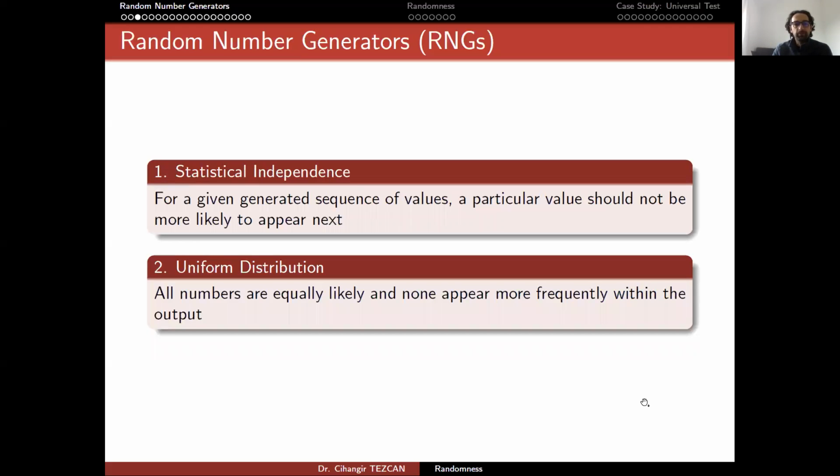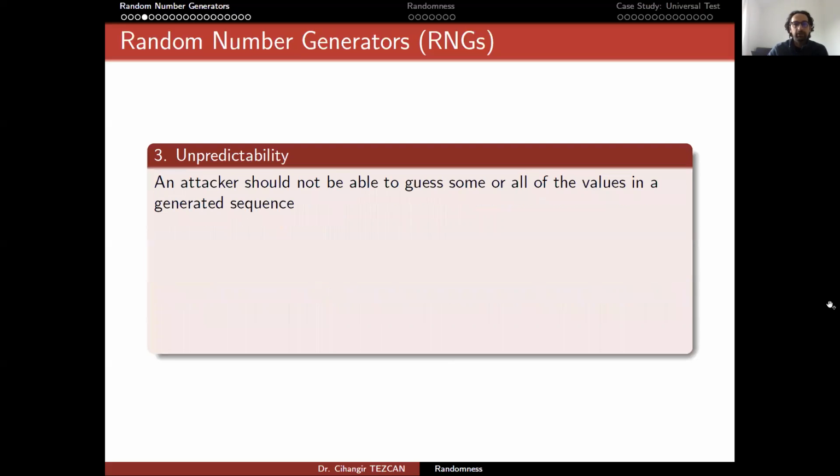Uniform distribution: all numbers are equally likely and none appear more frequently within the output. This means that if you generate an infinitely long sequence, then all of the numbers that can be produced appear the same number of times. This will be used in the frequency test, and we will talk about it.